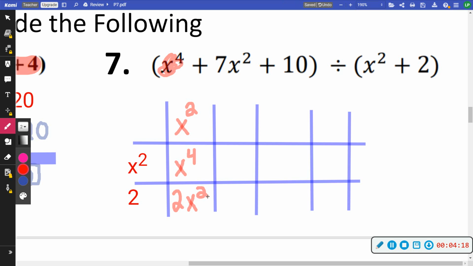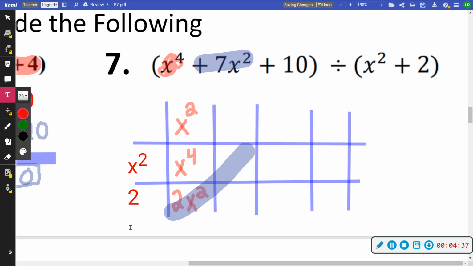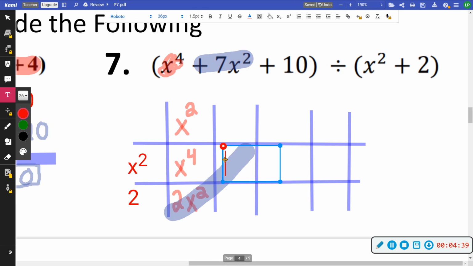Now, I didn't end up with anything to the 3rd, because that's x squared, that's 2. And notice, what I want these two to add up to 7. So what does that need to be? 2 plus what, 7? That has to be a 5. Okay? And that's how I get my 7.